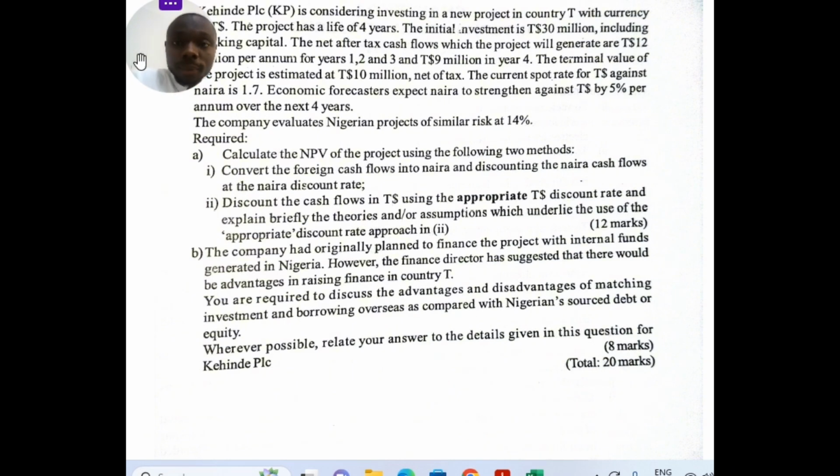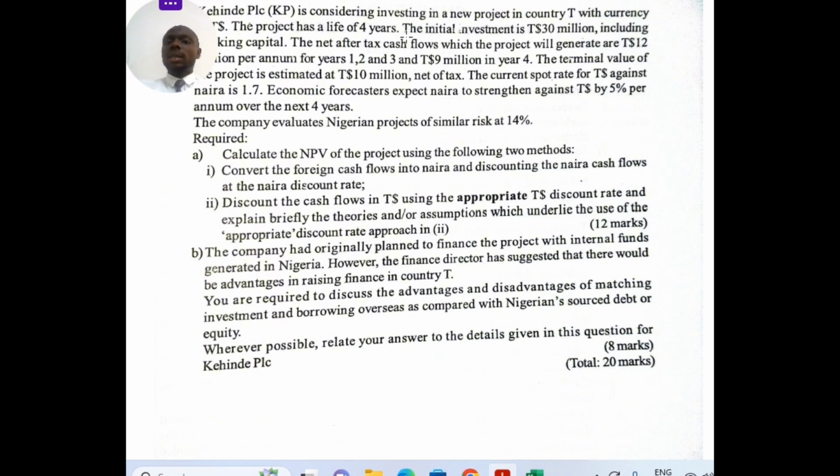The requirement here is telling us to calculate the NPV of the project using the following two methods. Convert the foreign cash flow into naira and discount the naira cash flow. What it means is that the foreign TS given to us here, we are going to convert it into Nigerian currency and discount it with Nigerian currency.